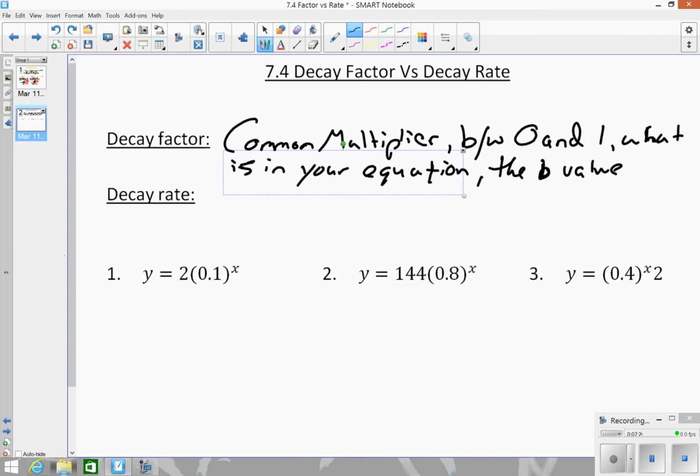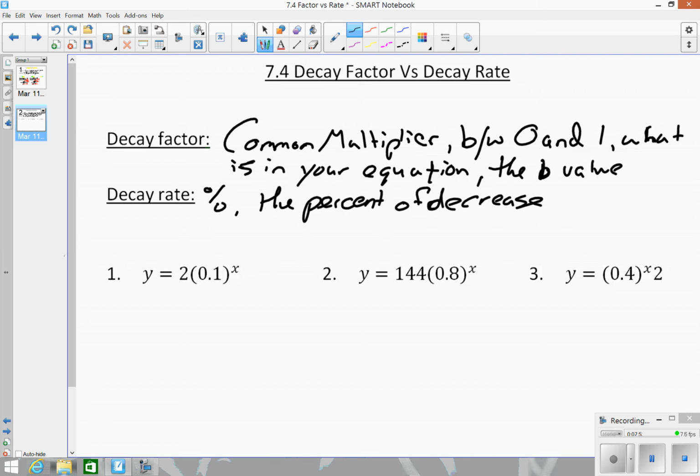So now it's always going to be a percent, and it is the percent of not increase but decrease or decay. Let's see if I could fix my penmanship here. The percent of decrease. Good.